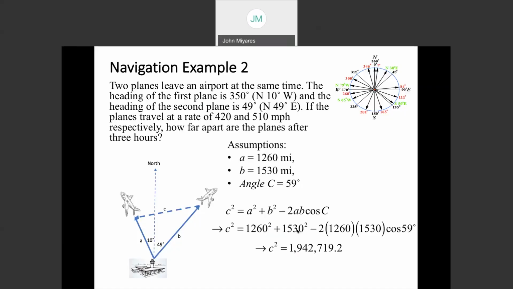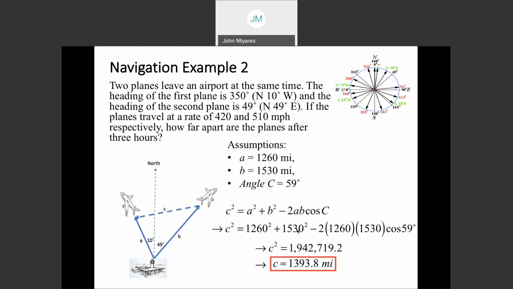To get the actual distance, we then just take the square root of that result, and that 1,393.8 miles will be the distance between the two planes. Now, if we wanted to find the other angles in the triangle to figure out what direction the first plane would have to go to chase down the second plane, we could use the law of sines now, but we're not asked to, so I wouldn't worry about it.